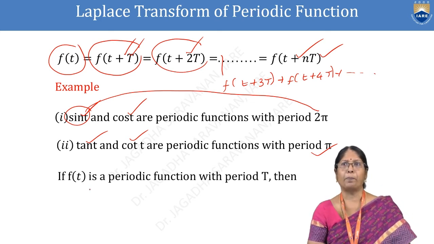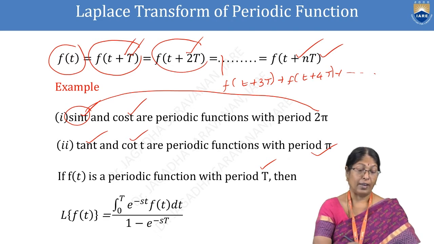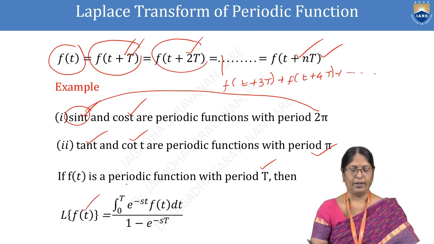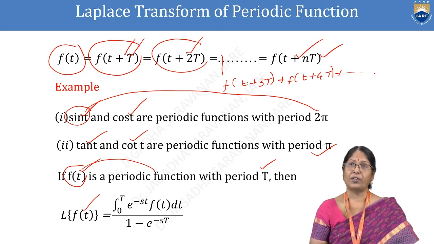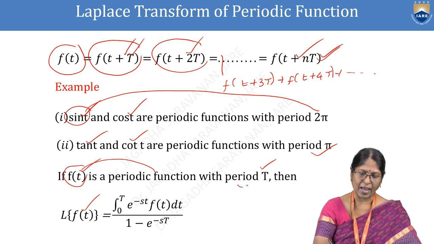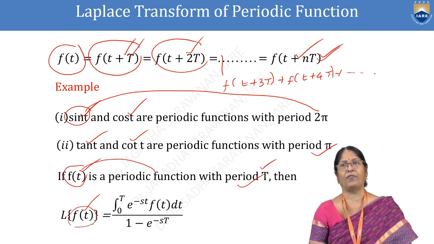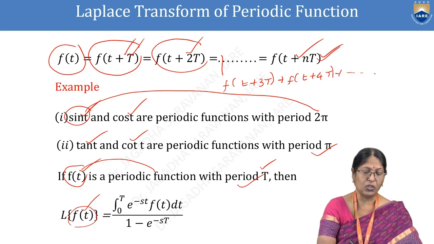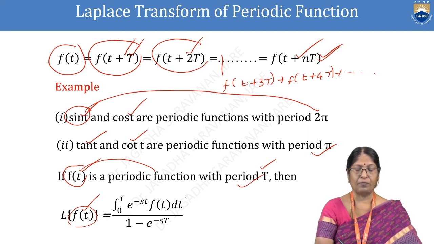Now, if f of t is a periodic function with period capital T, how do we apply the Laplace transform? If the function is periodic, it satisfies the formula, and it has a period, capital T. Then the Laplace transform of this periodic function is the integral from 0 to capital T, where capital T is the period of the given periodic function, of e power minus st f of t dt.